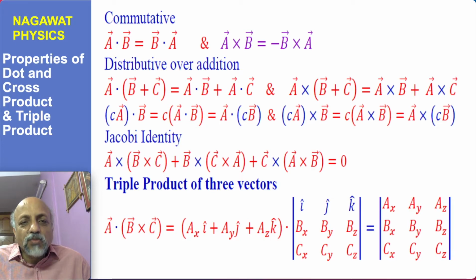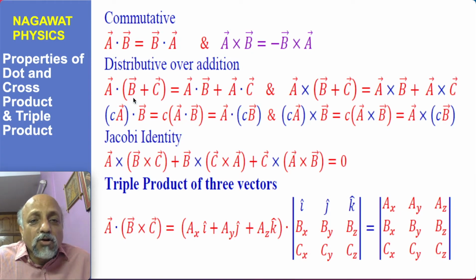Now you can check, before doing more calculation, the properties. A dot B, as I have already said and explained, is B dot A. The order is not important, but in case of cross product it is not so. A cross B is minus B cross A.